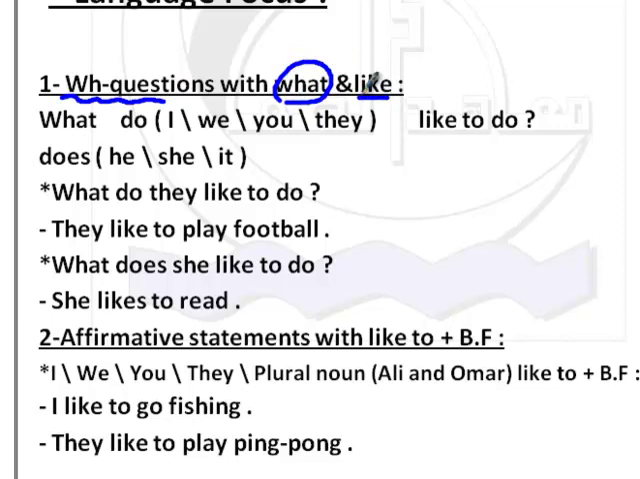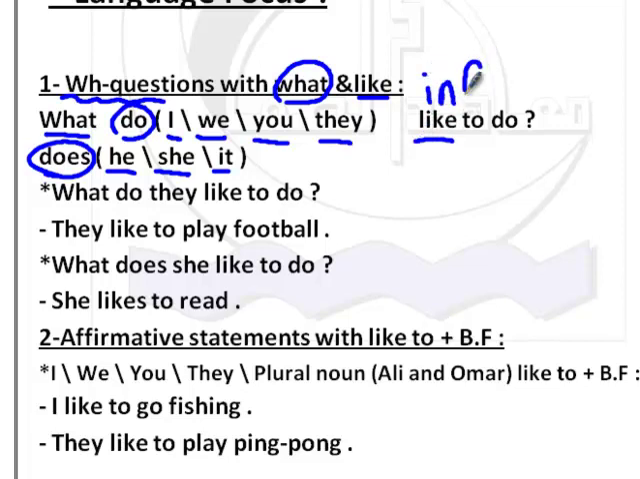Okay, what, do, or does. What, do, or does. And as we know, do with I, we, you, they. And does with he, she, it, and singular. After that, like, then the infinitive: to plus also the infinitive. Do here is the infinitive. Okay?